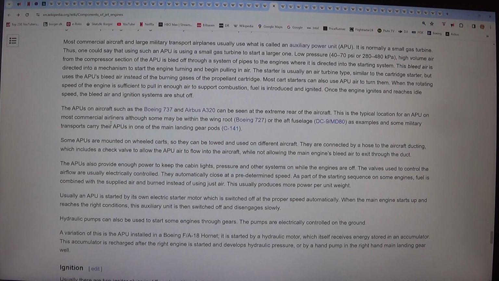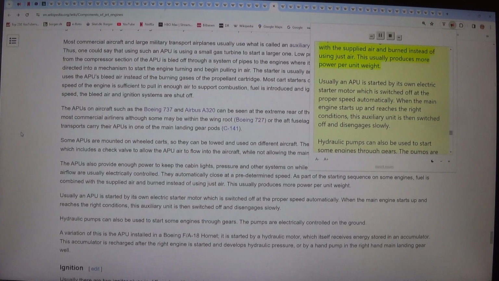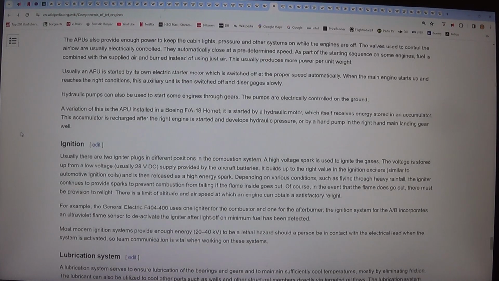As part of the starting sequence on some engines, fuel is combined with the supplied air and burned instead of using just air. This usually produces more power per unit weight. Usually an APU is started by its own electric starter motor, which is switched off at the proper speed automatically. When the main engine starts up and reaches the right conditions, this auxiliary unit is then switched off and disengaged slowly. Hydraulic pumps can also be used to start some engines through gears. The pumps are electrically controlled on the ground.